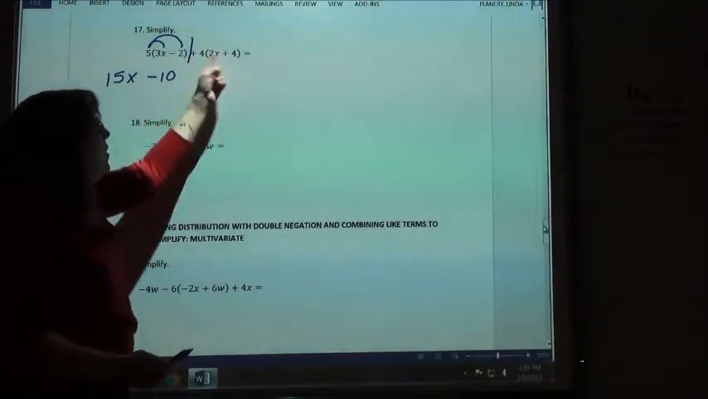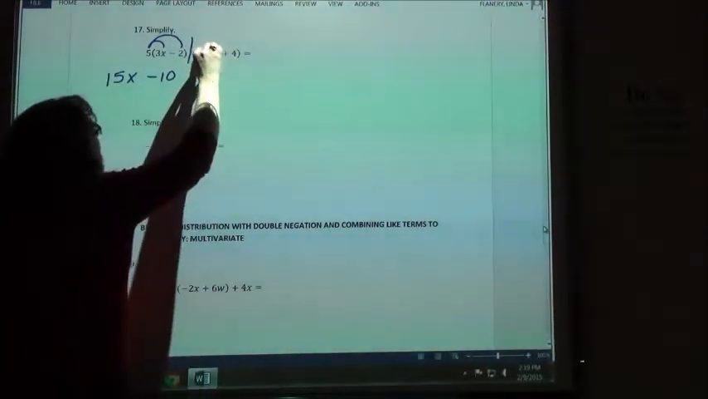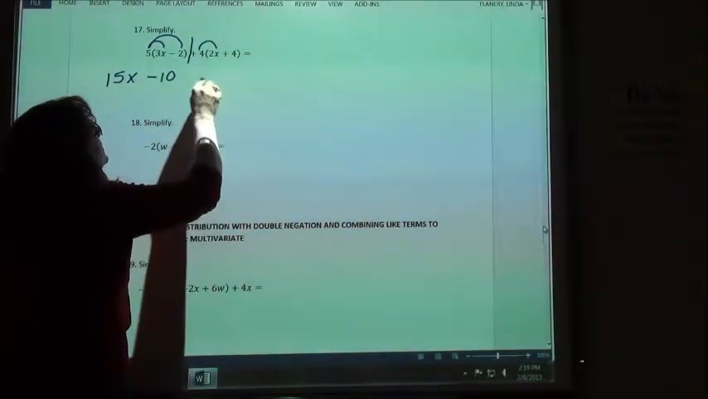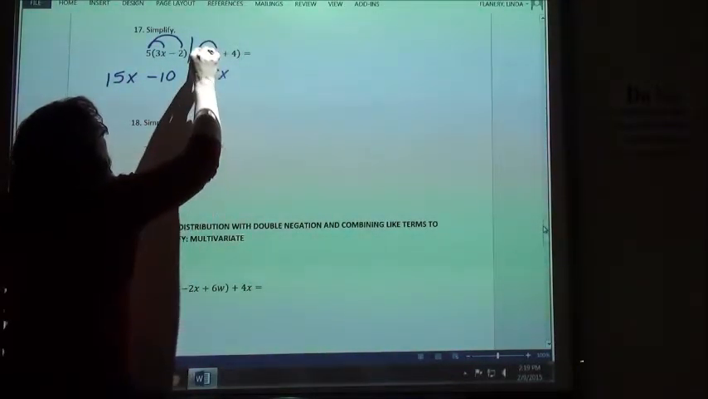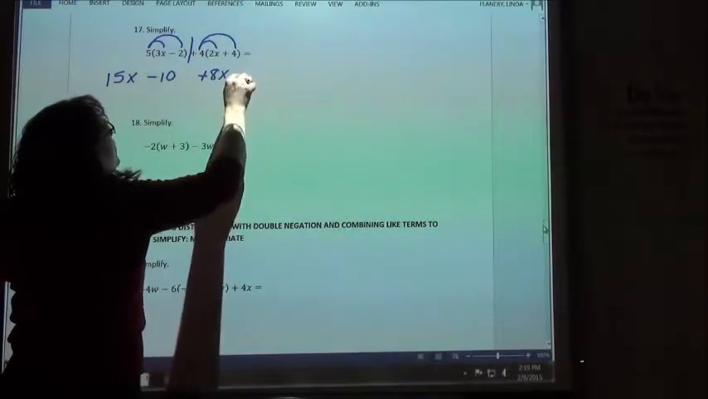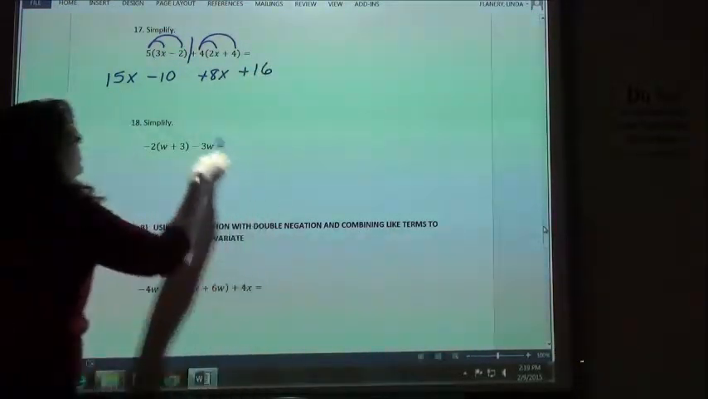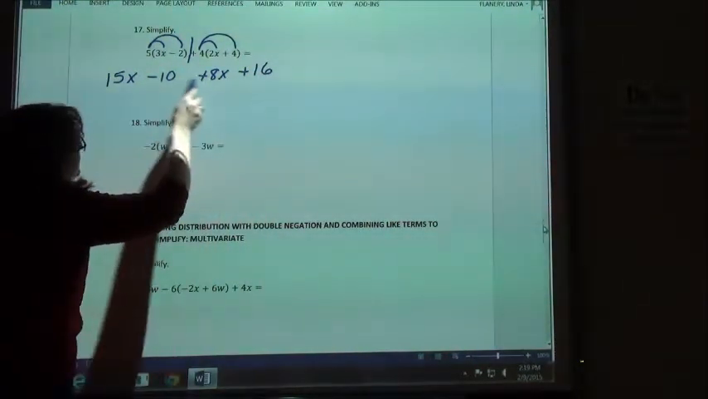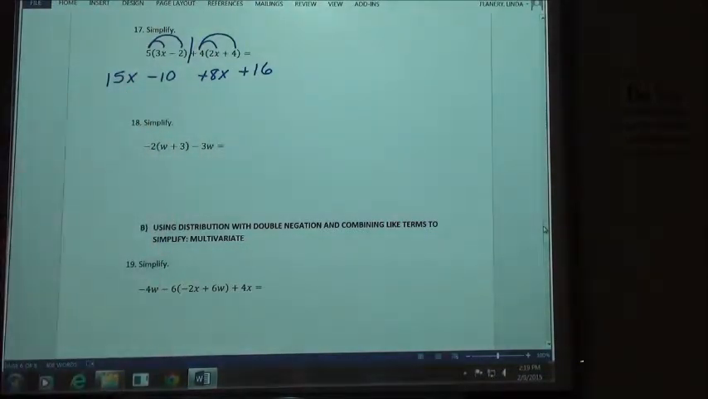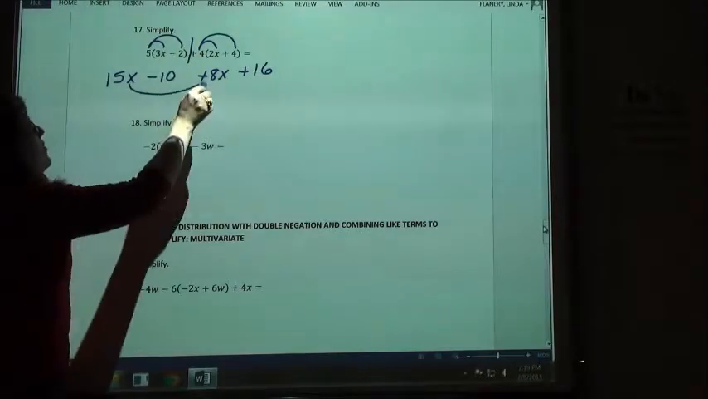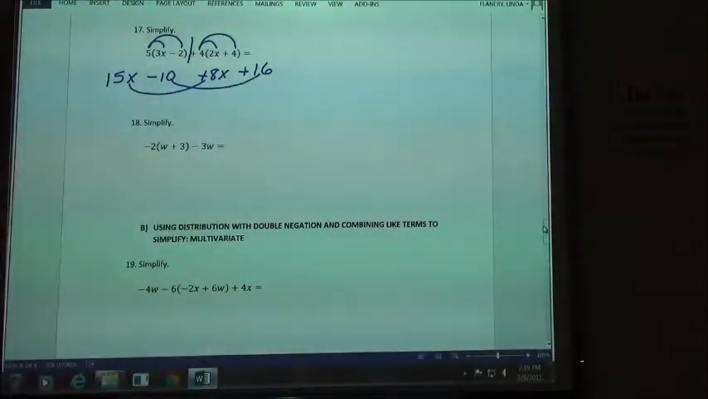Then I'm going to go over here and do this side. A positive 4 times 2x is a positive 8x. Positive 4 times a positive 4 is a positive 16. Notice here I put my plus sign because it wasn't the very front term, and I'm going to end up combining my like terms. So I'm going to put my x's together and my numbers together.